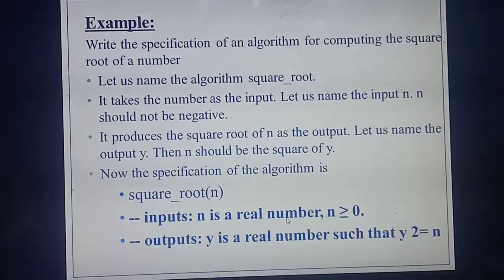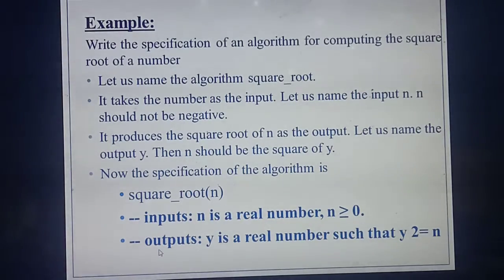What do you mean by real number? Normal 1, 2, 3, 4, 5, that's a real number we can say, isn't it? So it's a real number, that's the first condition. Second one, the number you are giving should not be negative. That means the number is always greater than or equal to 0. That means the number you are giving is always above 0, that is 1, 2 or like that. Okay, then the property of the input is over.